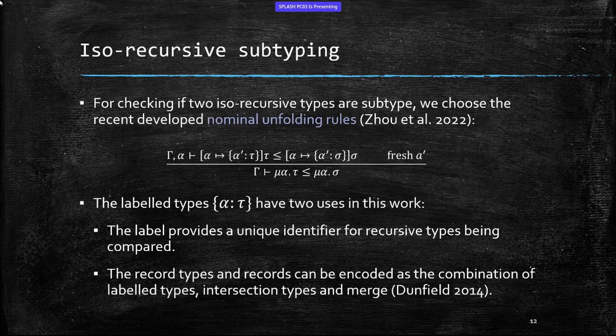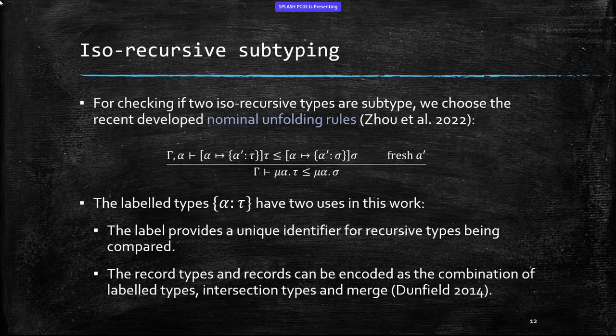An important step is to define iso-recursive subtyping. For checking if two iso-recursive types are subtypes, we choose the recently developed nominal unfolding rules in the paper Revisiting Iso-Recursive Subtyping by me and my co-authors. Two recursive types are subtypes if their bodies, substituted with the same label, are subtypes. Different from the original paper, here the label type uses the notation of a single field record.